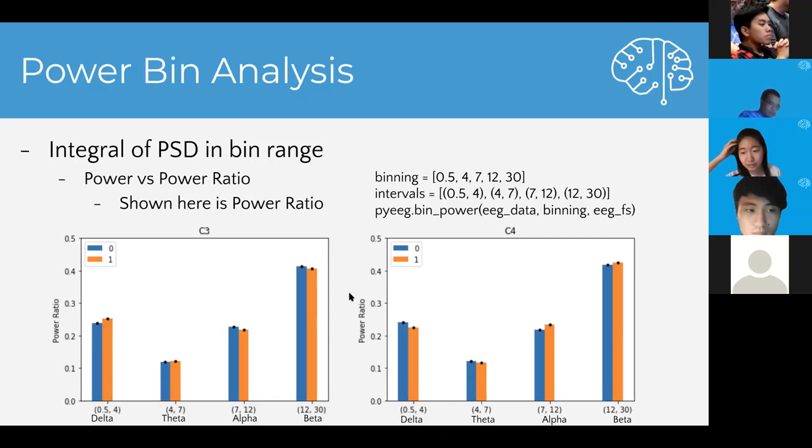Are there any questions? Oh, yeah. So 0 is left and 1 is right. Yeah, as Simon said, a mu wave, sorry I didn't clarify that earlier, is specifically the alpha power at the motor cortex region.